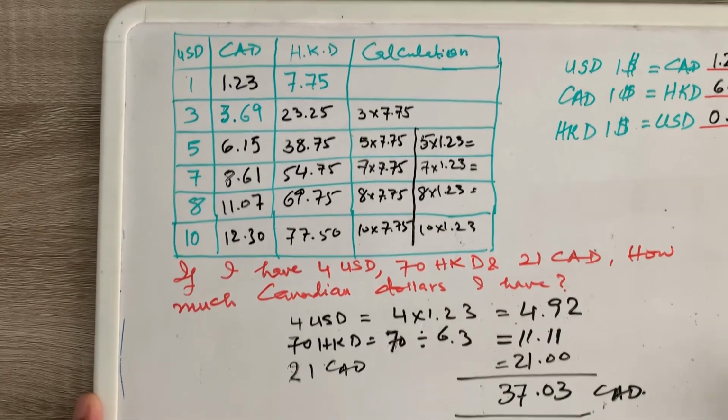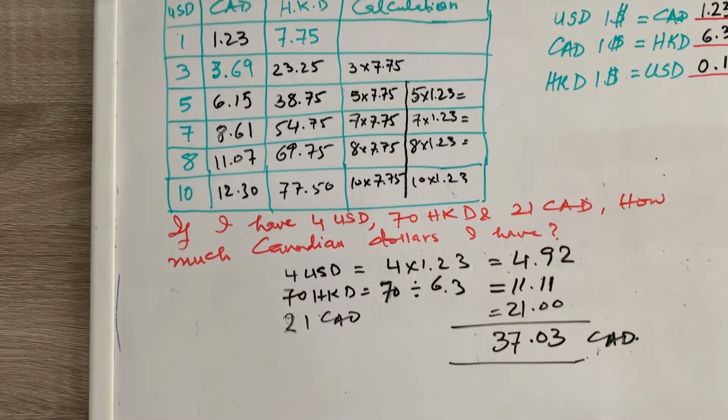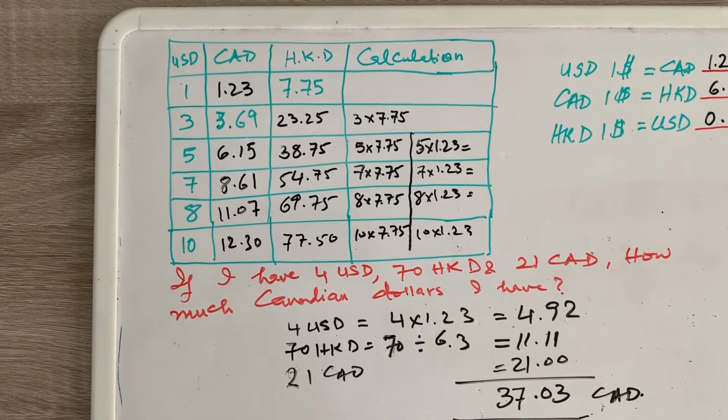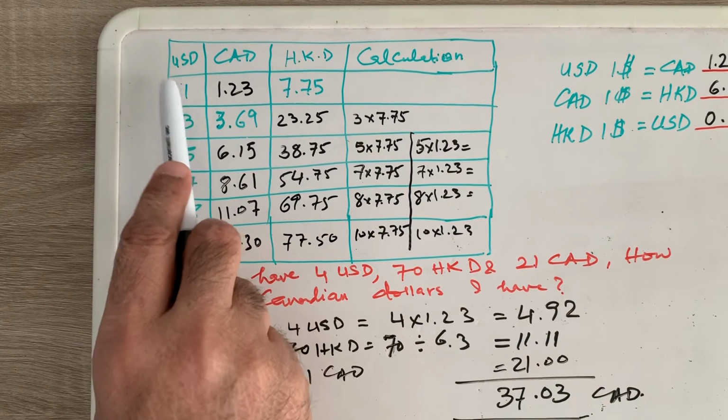So hope you understand the conversion and conversion factor. Remember one thing, to get the smaller quantity, we have to multiply with the conversion factor, right? Because the smaller quantity will be more, right? But to get the bigger quantity or the bigger currency unit, the strong currency unit, we have to divide, because we will get less amount of the bigger currency, right? So if we have 7 Hong Kong dollars, we will get only 1 USD. So who is bigger? USD is stronger.